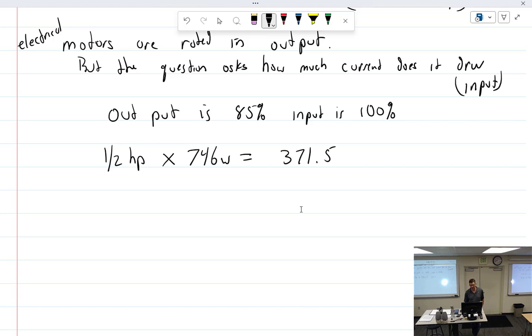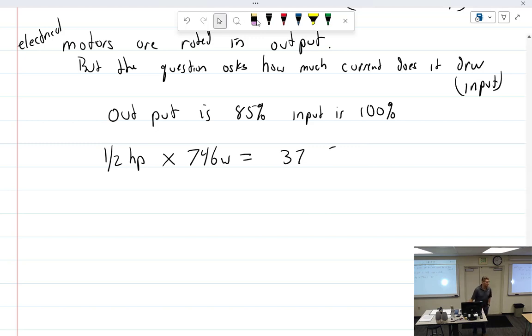371.5 is my... Oh wait. 373. Sorry. You lied to me. I don't believe you anymore. Now I've got scribbles everywhere that won't go away. Let's use my eraser. Oh, there it went. What's the answer?